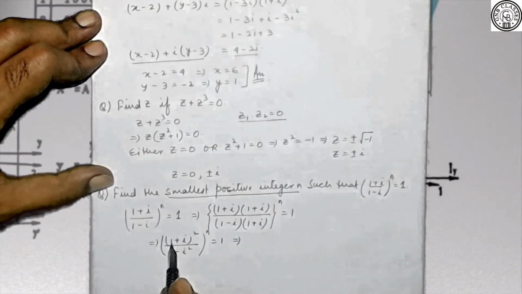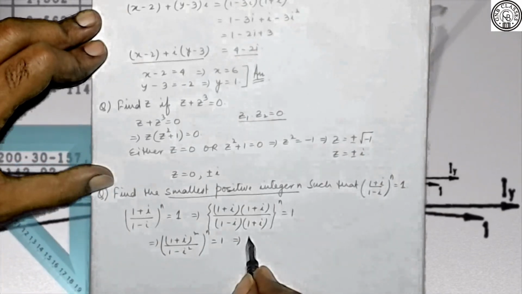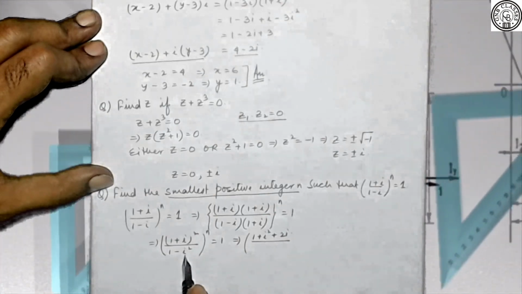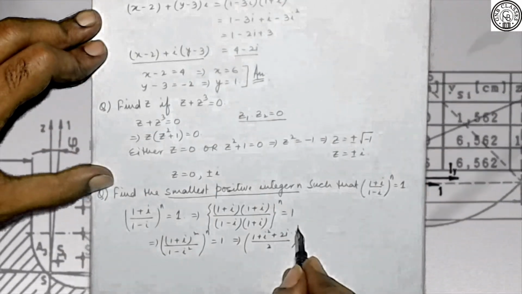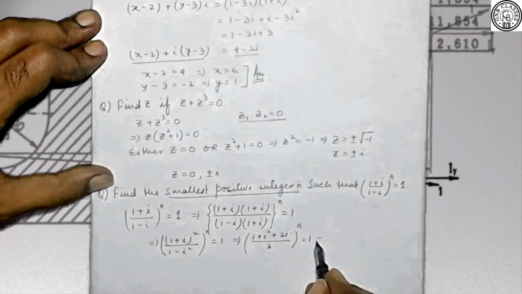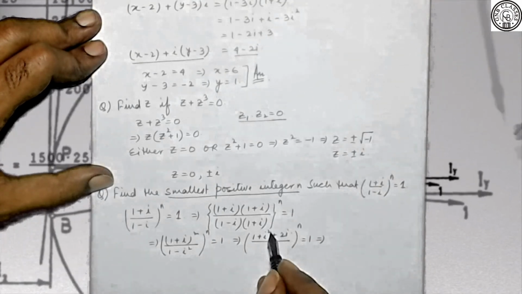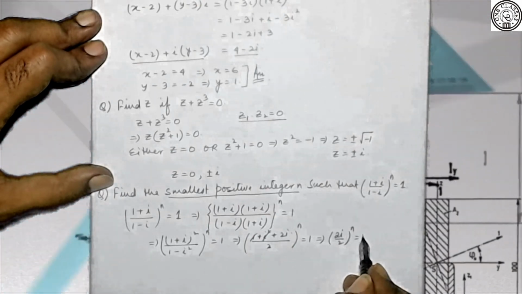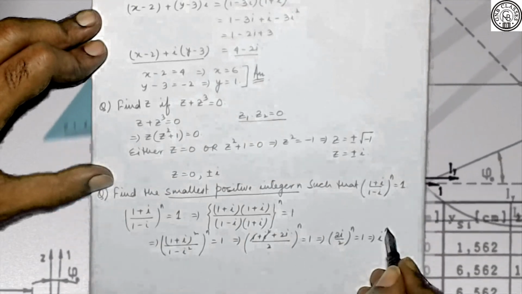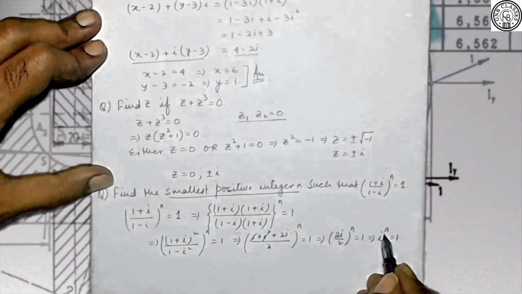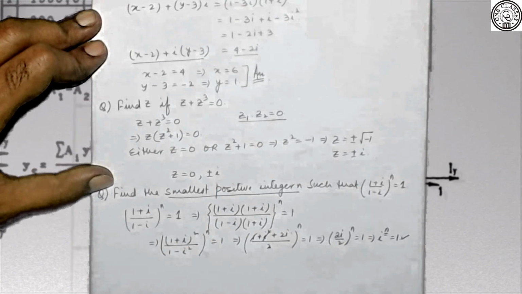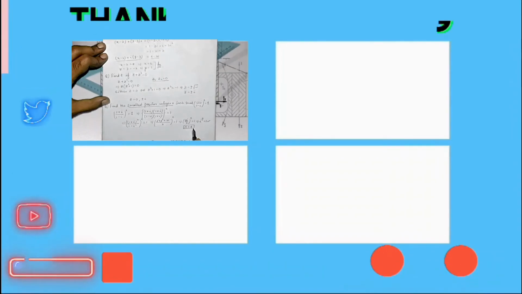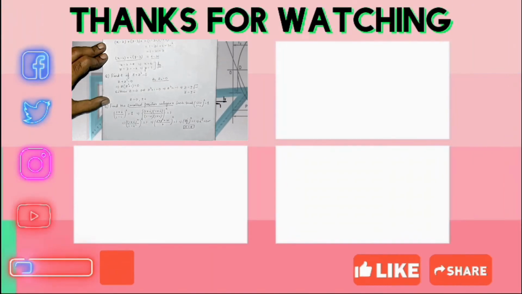That implies, if we open the bracket inside, and in the denominator i² is minus 1, so we are having 2 in the denominator. i² is minus 1, so this and this go off. So we are left with (2i/2)^n is 1. So that implies i^n is 1. Now what is the least value of n for which this will give you 1? As I told you before, the least value of n will be 4. So in this case, your answer will be 4.